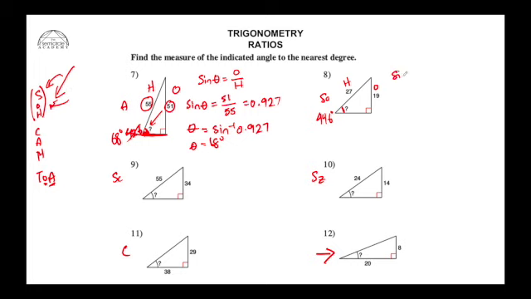So therefore sine theta is equal to the opposite over the hypotenuse. So sine theta is equal to 19 divided by 27, which is 0.7037. Let's take it like that, right? So therefore theta is the sine inverse of 0.7037. Theta is the sine inverse of the answer, 44.7. Good job.